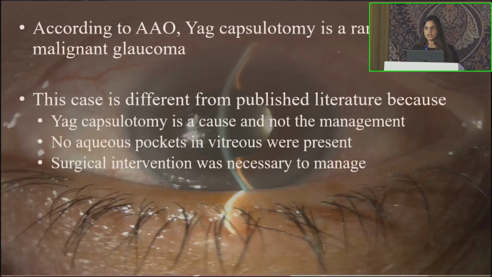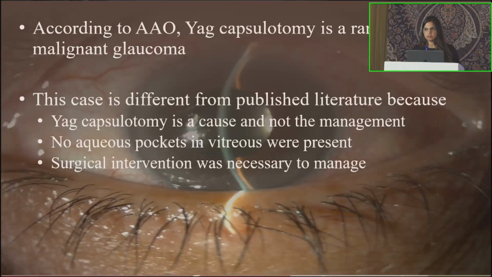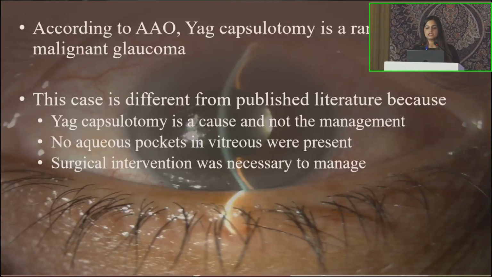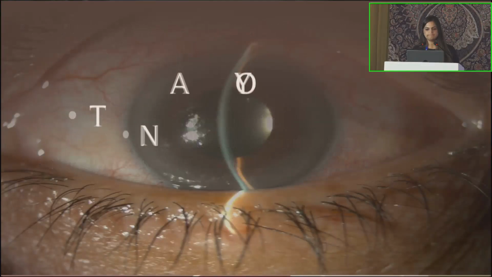So this was a case of malignant glaucoma, but the unique thing here is that YAG capsulotomy is a cause of this malignant glaucoma and not the treatment. According to AAO, we can have such rare causes such as YAG capsulotomy. Also, this is different from the published literature because YAG capsulotomy is a cause and not the management. The vitreous was clear, there was no aqueous pocket seen, and obviously surgical management was necessary to avoid further damage as a lot of time had passed since the complaint. Thank you.